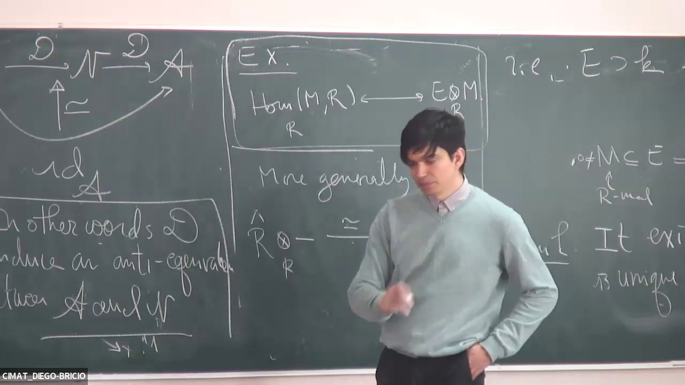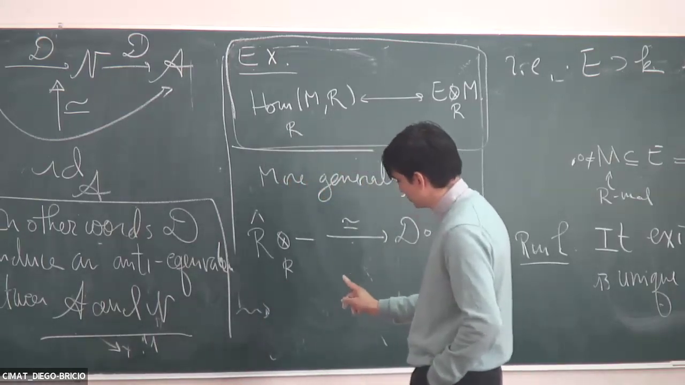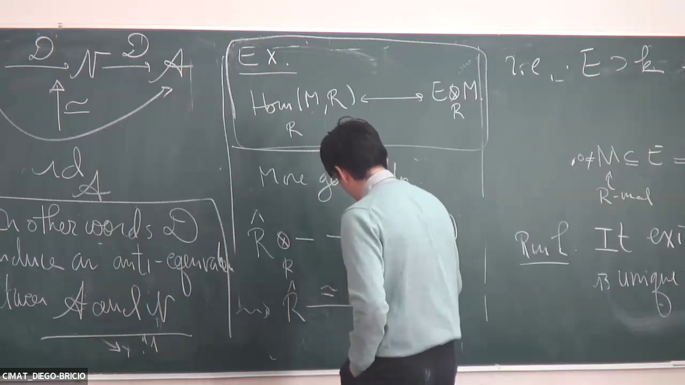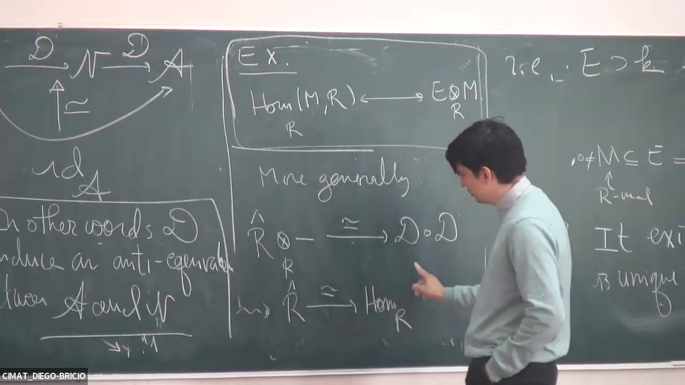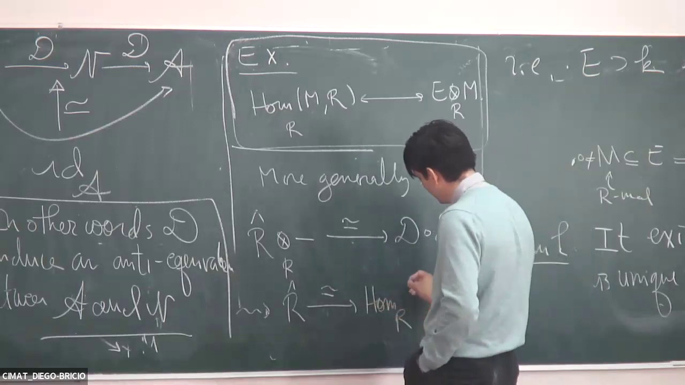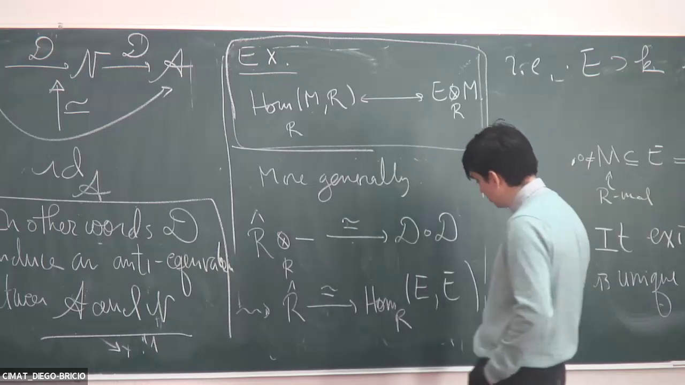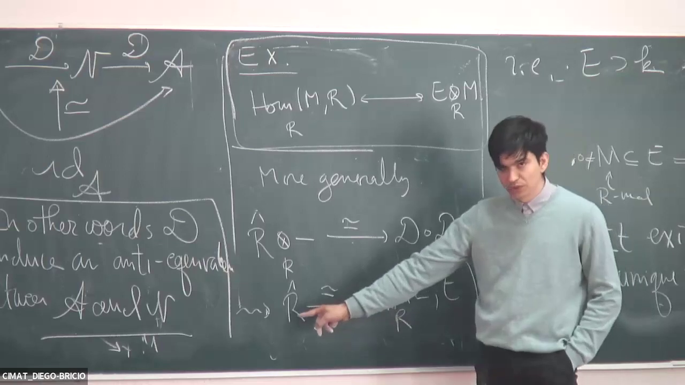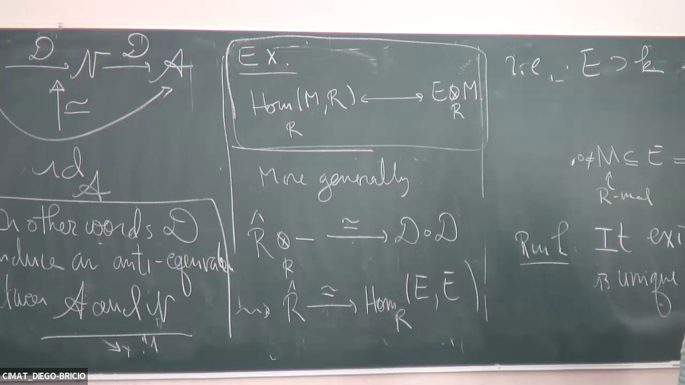But this is going to be important because of the following. It's a very important observation. What would this say? In particular, this means that R hat is isomorphic to Hom. I'm just applying this to R, right? So it means that when you look at the endomorphisms of E, it's isomorphic to R hat. That's the content here of this thing.